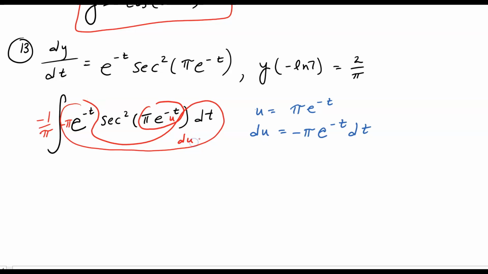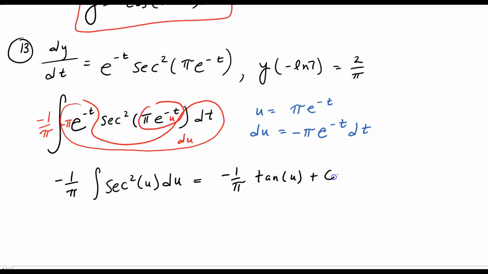There it is, du. And let's rewrite. Negative 1 over pi, the integral of secant squared of u du. And this one is another one of those straightforward integrals. It's just tangent. Okay, integral of secant squared is tangent. So the tangent of u plus c.